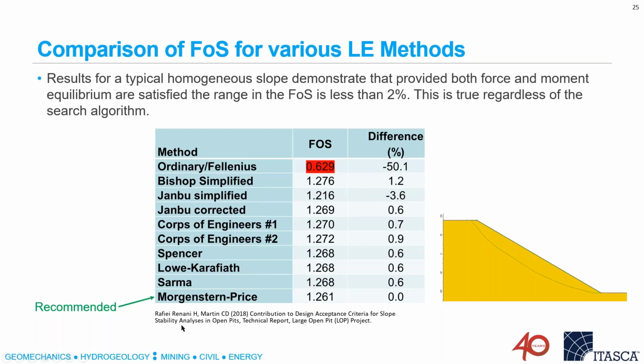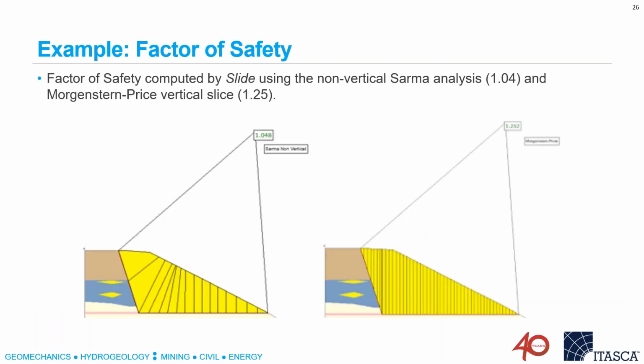The literature that I've read suggests that Morgenstern Price is probably the most complete and accurate method. So if you're going to use limit equilibrium methods, try to use the Morgenstern Price one. But again, for simple methods, very similar answers.